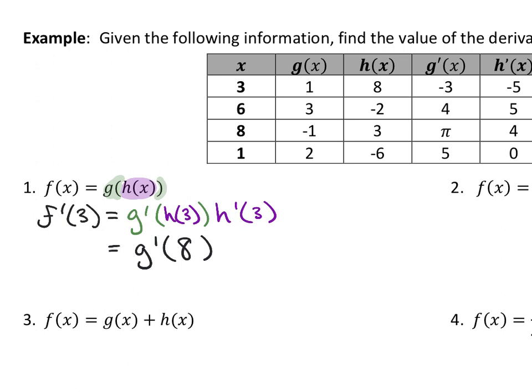Now, h prime of 3 is a value in the table that's negative 5. What is g prime of 8? Pi. So I have pi times negative 5, which means this first one is negative 5 pi.